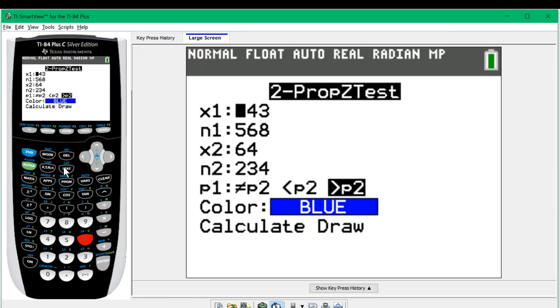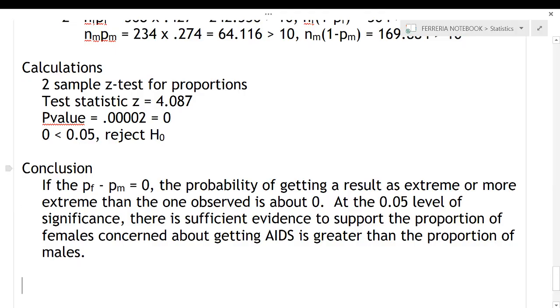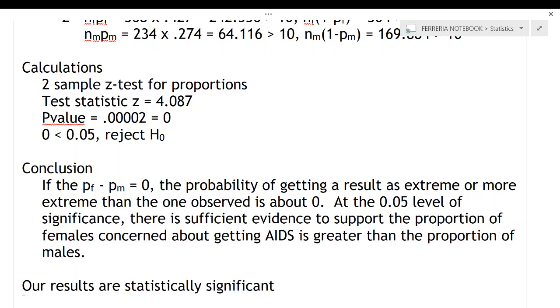If your results are statistically significant, find the 95% confidence interval for the difference in proportions between males and females. Were we statistically significant? Yes. Our results are significant. Statistically significant means we rejected H naught.